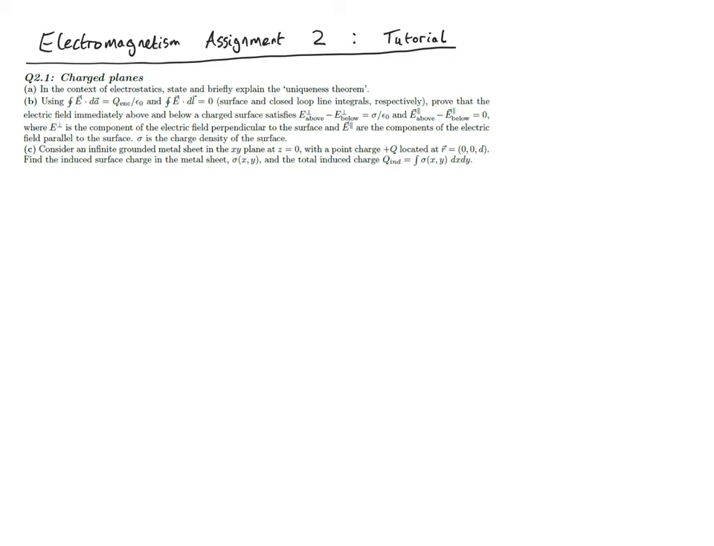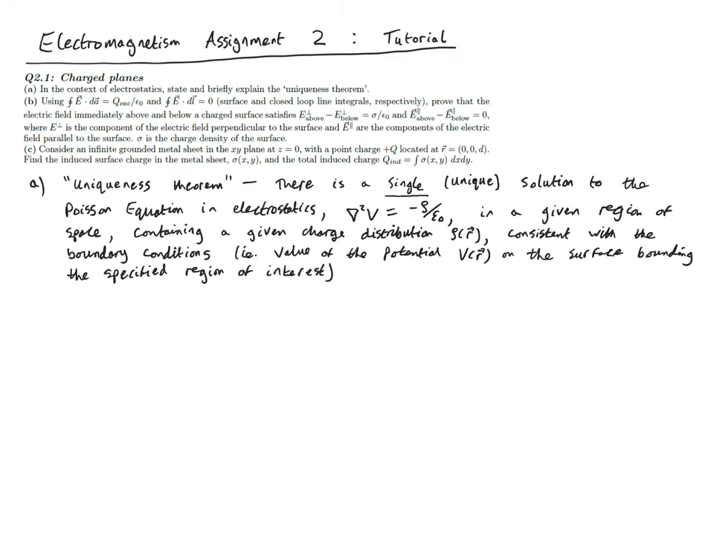So part A starts off asking us to discuss, in the context of electrostatics, the uniqueness theorem. So the uniqueness theorem states that there is a single or unique solution to the Poisson equation in electrostatics, which is that the Laplacian of the scalar potential V is equal to minus the charge density over epsilon naught, in a given region of space containing a given charge distribution, rho of r, which is consistent with the boundary conditions. And the boundary conditions, in this case, of course, means just the value of the potential, V of r, on the surface bounding the specified region of interest.